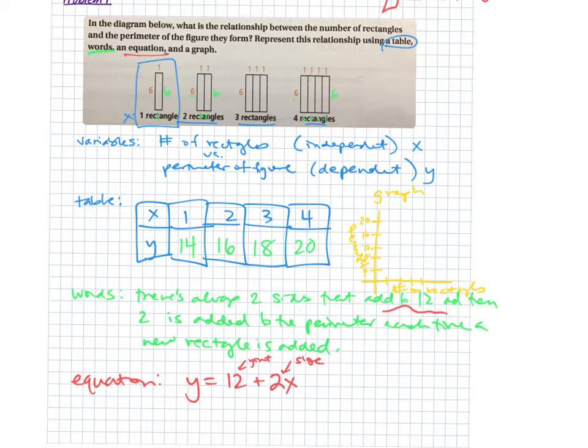And then let's make 1, 2, 3, 4. So when you have one rectangle, you have 14, which is here. When you have two rectangles, you have 16, which is here. 3 rectangles, you have 18, which is here. And then 4 is 20. So there's the graph. You can see it goes up by 2 every time. And then we're just doing dots because for the perimeter, there's nothing in between those 2 dots.